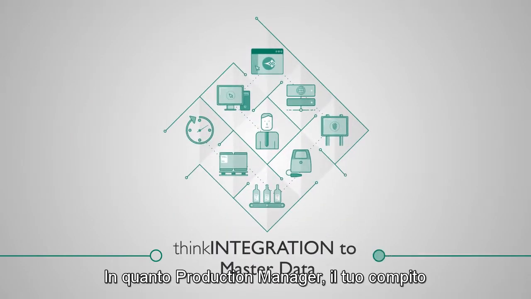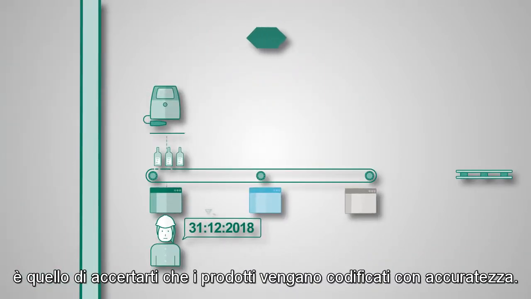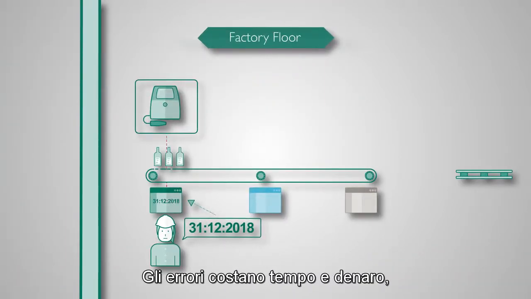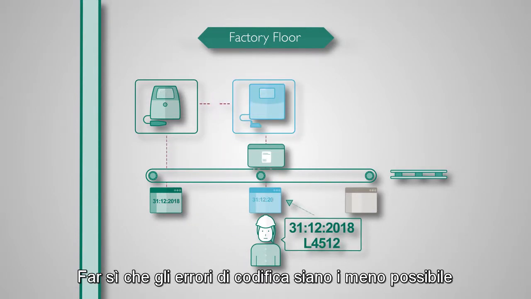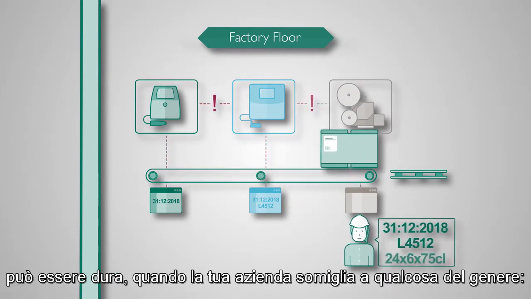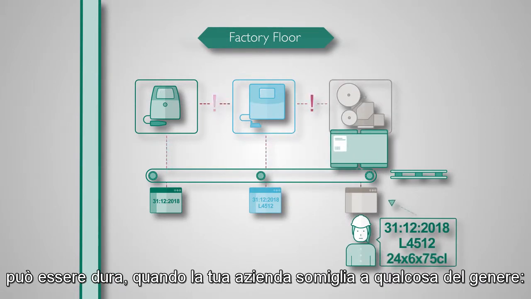As a production manager, it's your job to make sure products are coded accurately. Mistakes are costly and time-consuming, causing unnecessary disruption to production schedules. Keeping coding errors to a minimum can be hard when your factory looks something like this.